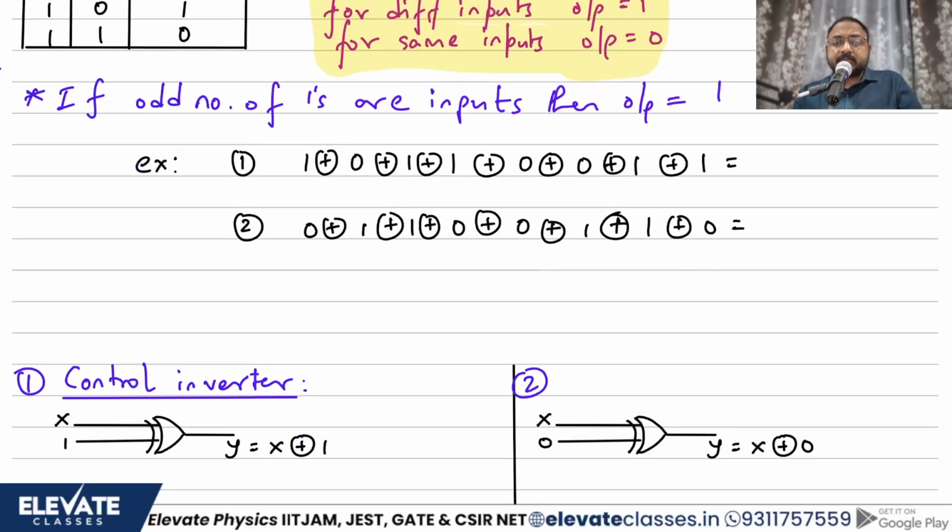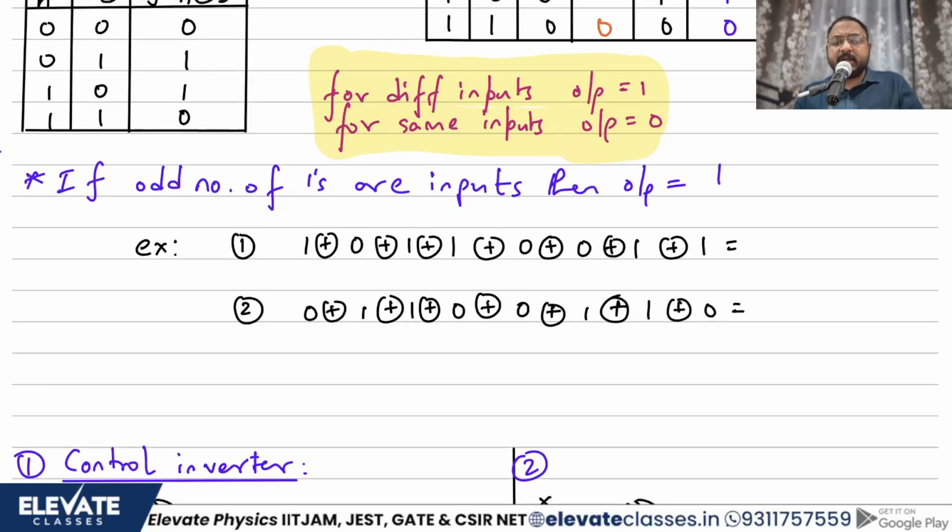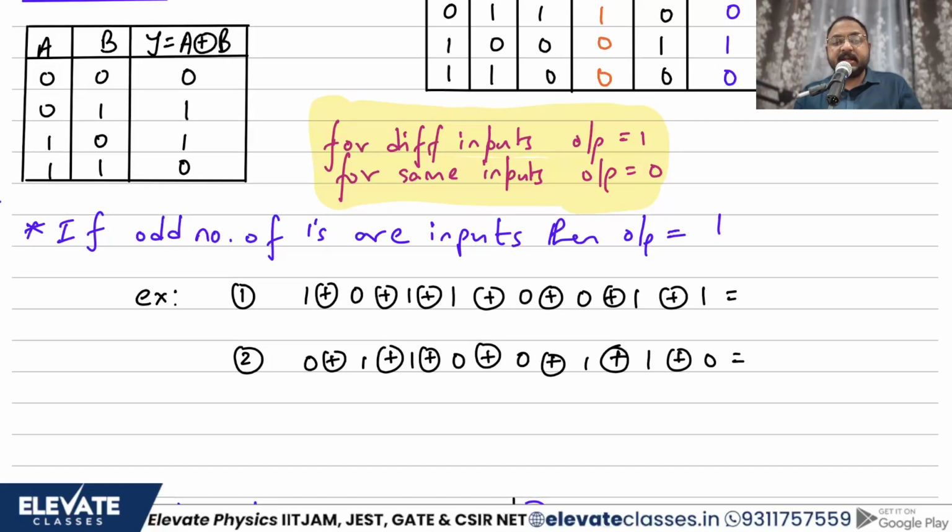All right. Something else that I want to talk about in an XOR gate is a very special kind of property. An XOR gate has a special property which says that if you have an odd number of ones as inputs, then the output is going to be 1. अब इसका क्या मतलब हुआ भाई? इसका मतलब ये है, if you have a chain like this, 1 XOR 0 XOR 1 XOR 1 XOR 0 XOR 0 XOR 1 XOR 1.